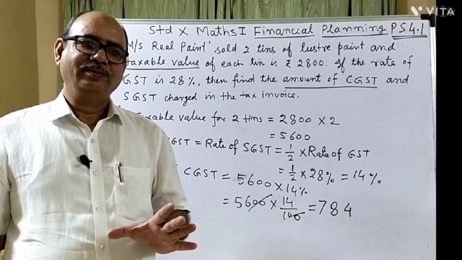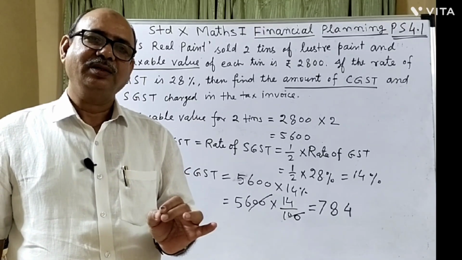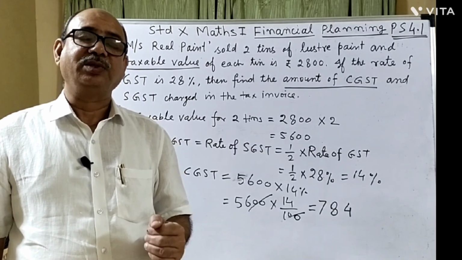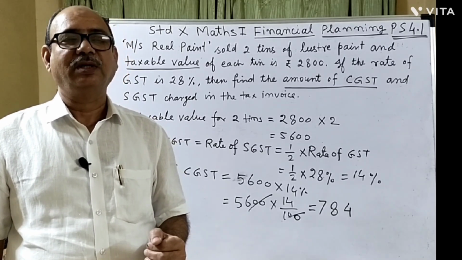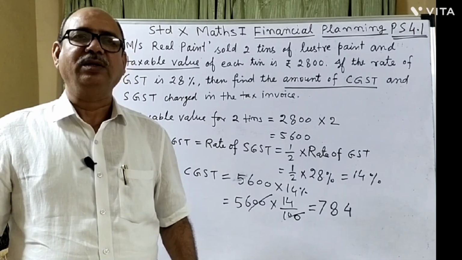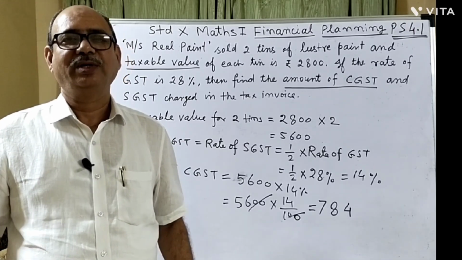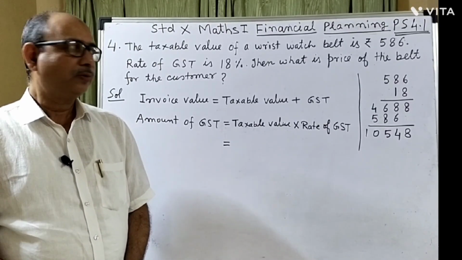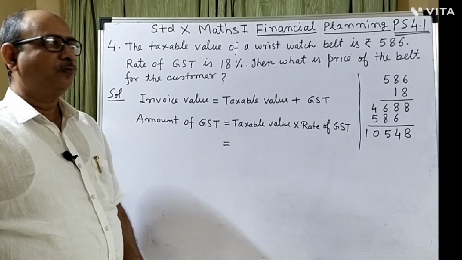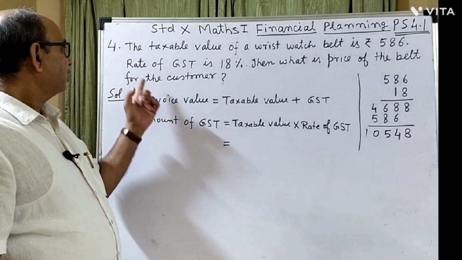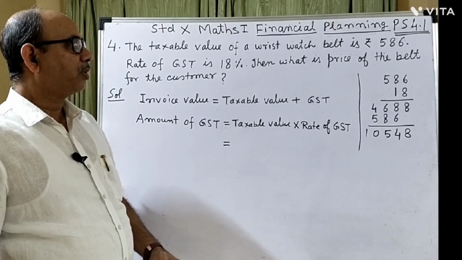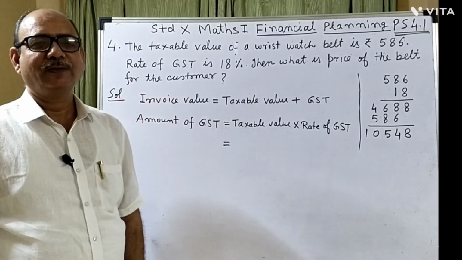Always remember, the amount of CGST is equal to amount of SGST, or we can say that rate of the CGST and rate of SGST are equal. That means GST is divided equally between state and central government. Question number 4. The taxable value of a wristwatch belt is rupees 586. Rate of GST is 18%. Then what is the price of the belt for the customer?